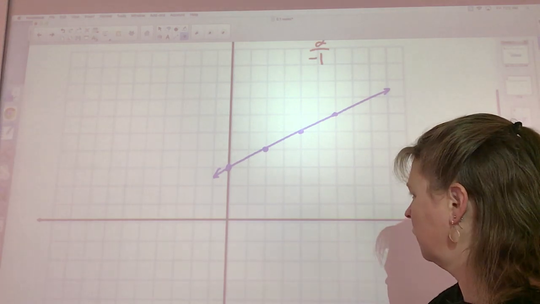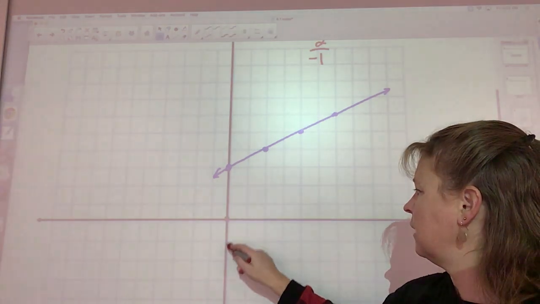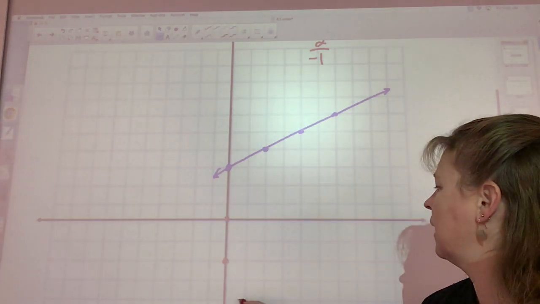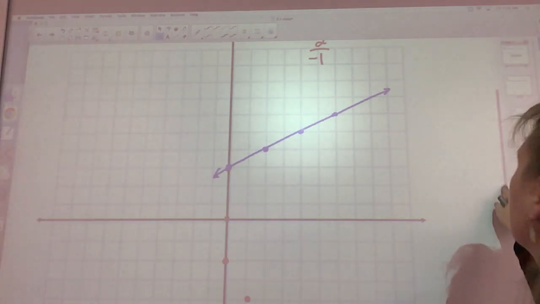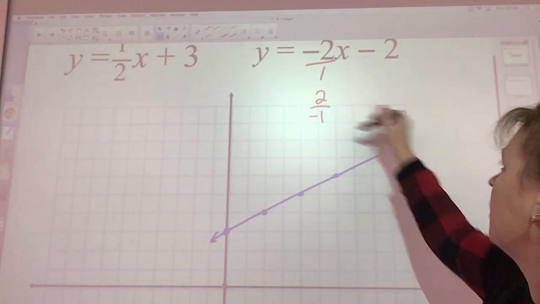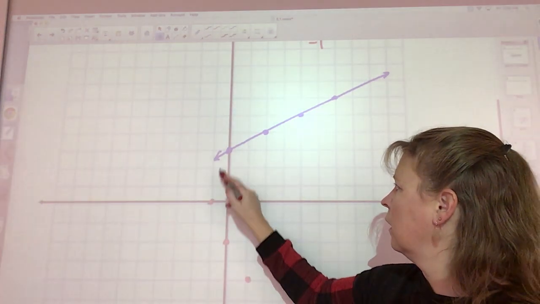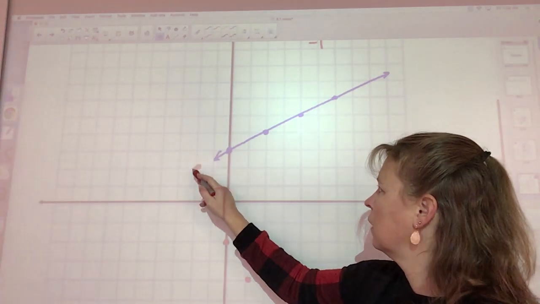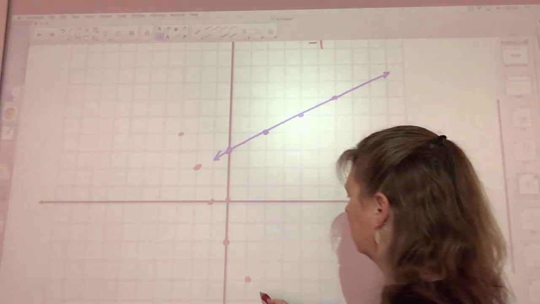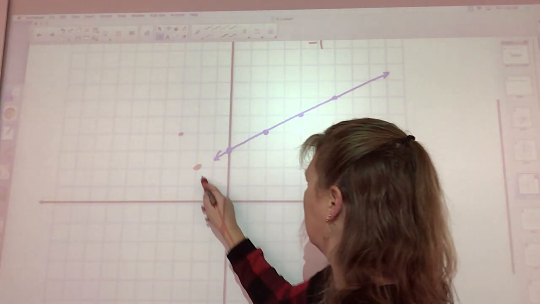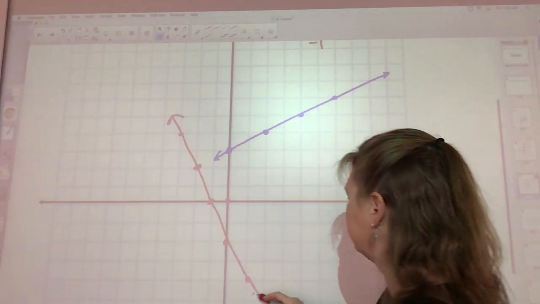Let's get back to where we started. Here's the origin, down 2, and then down 2 over 1. But we still do need to switch it to up 2, left 1. So we're going to go up 2 to the left 1, up 2 to the left 1, up 2 to the left 1. Now, apparently I missed, and I was a little bit short on the blue line.